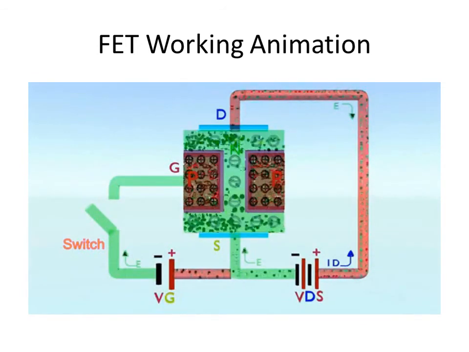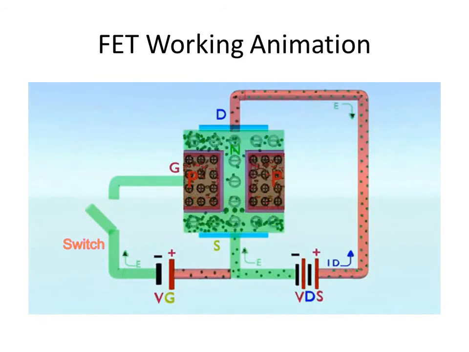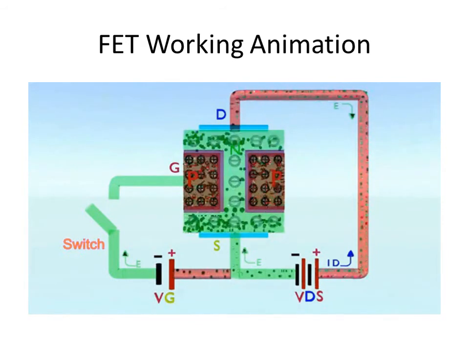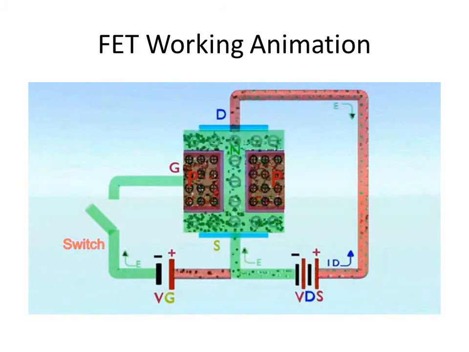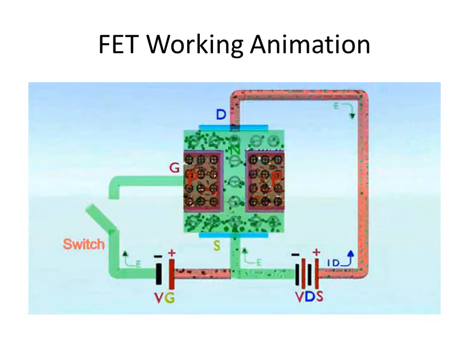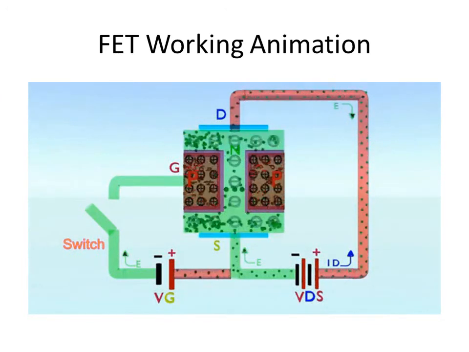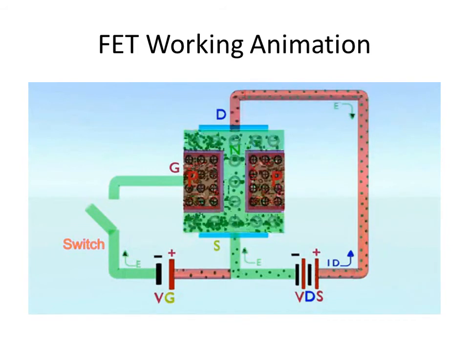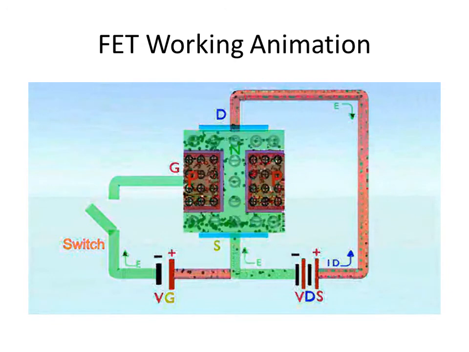In N region the majority charge carriers are electrons, and in P region the majority charge carriers are holes. You know that. The connection is like this. Drain is connected with positive and source is connected with negative, and initially there is no gate source voltage. Gate is connected with negative and source is connected with positive, so that VGS, gate to source voltage, is reverse biased.